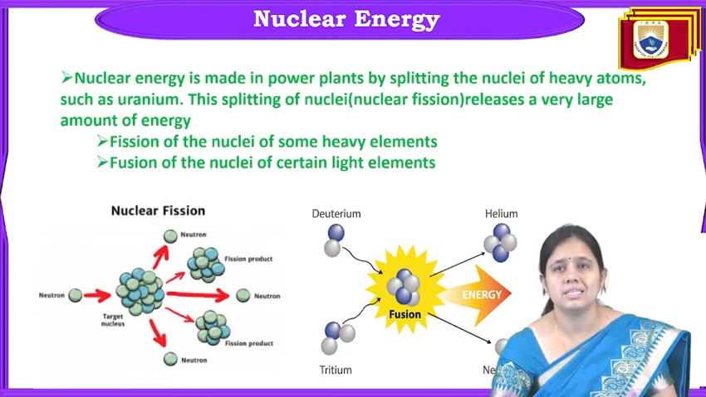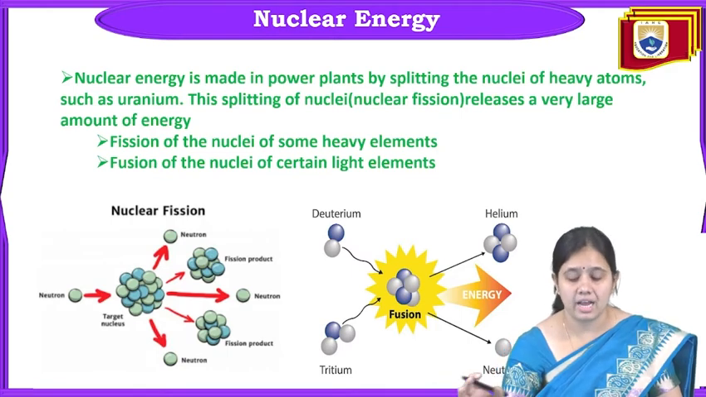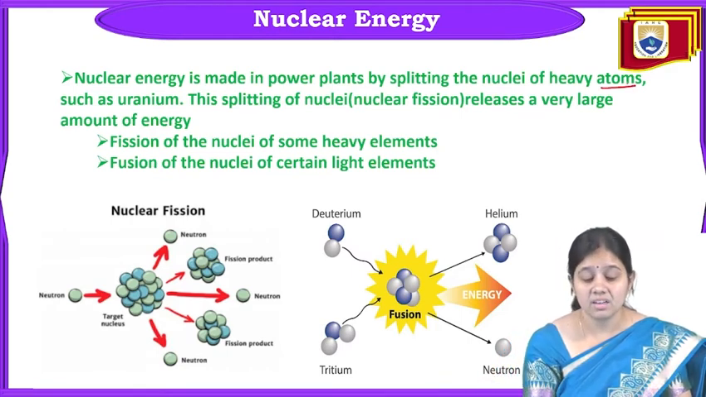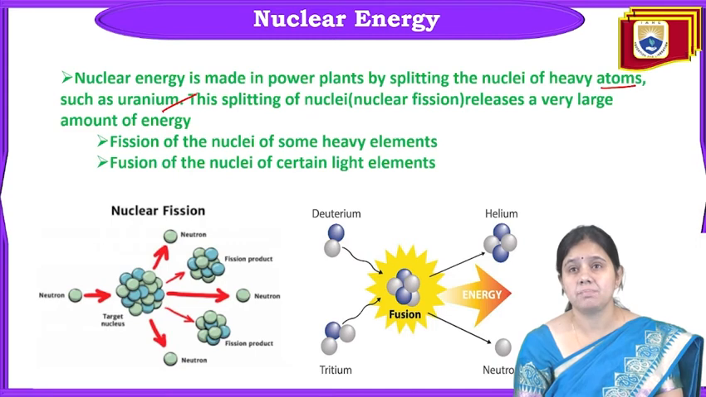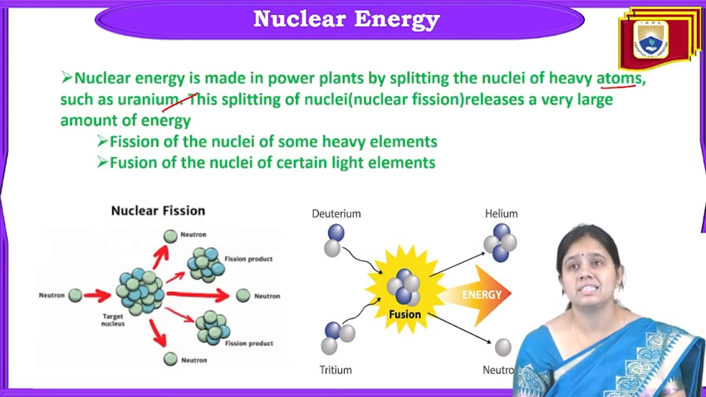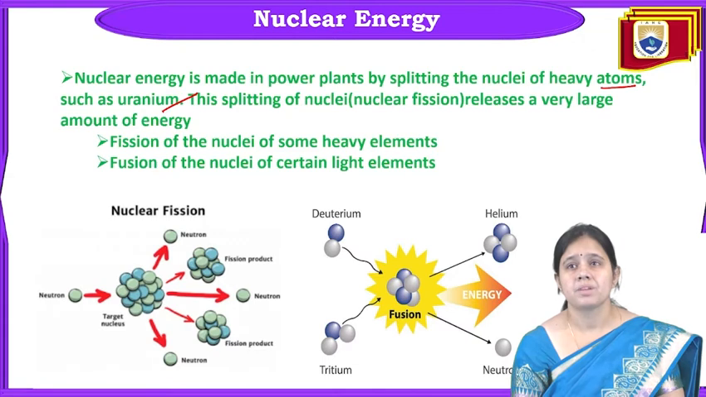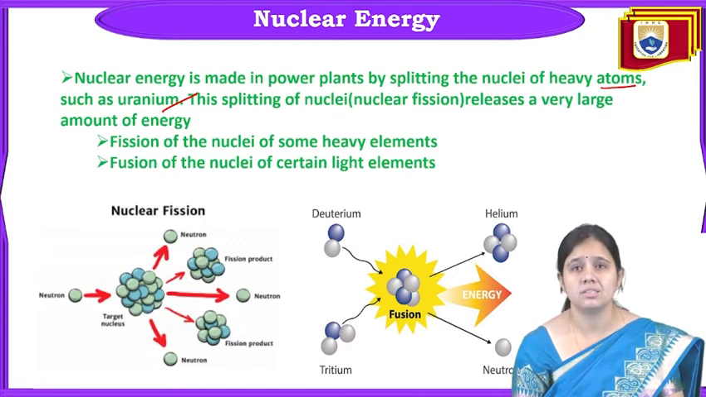So nuclear energy is made in power plants by splitting the nuclei of heavy atoms like uranium, and this splitting of nuclei by the process of nuclear fission releases a very large amount of energy. So this is called nuclear energy. A heavy atom such as uranium, and the splitting of its nuclei by nuclear fission, releases a very large amount of energy.